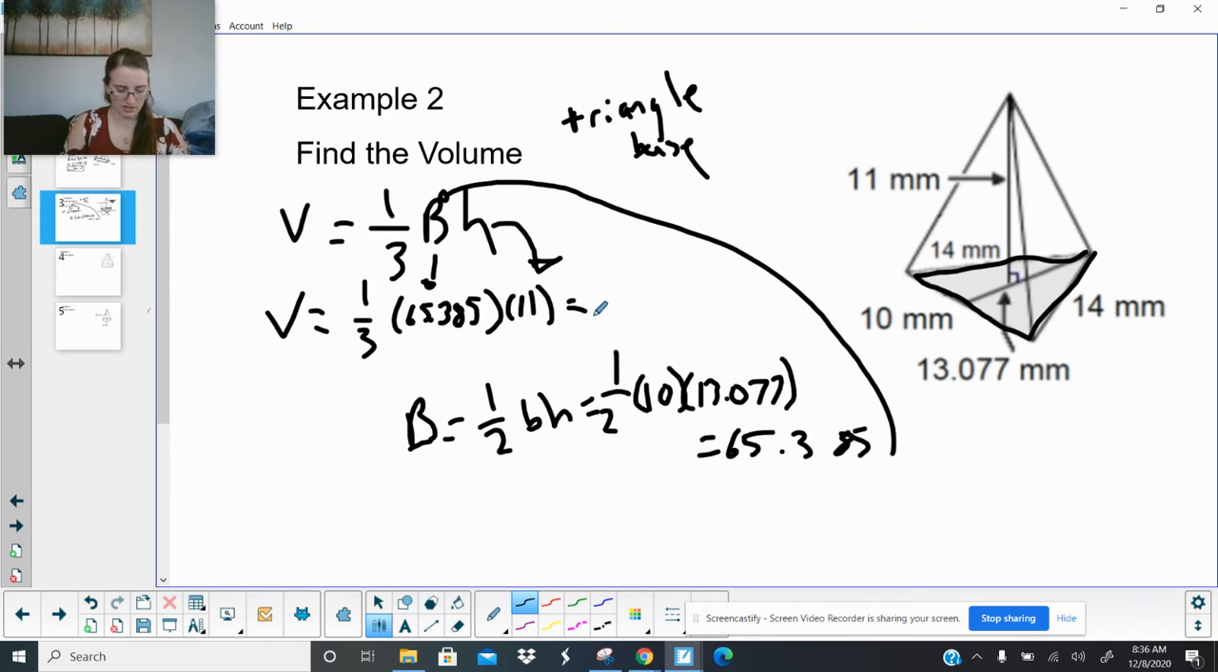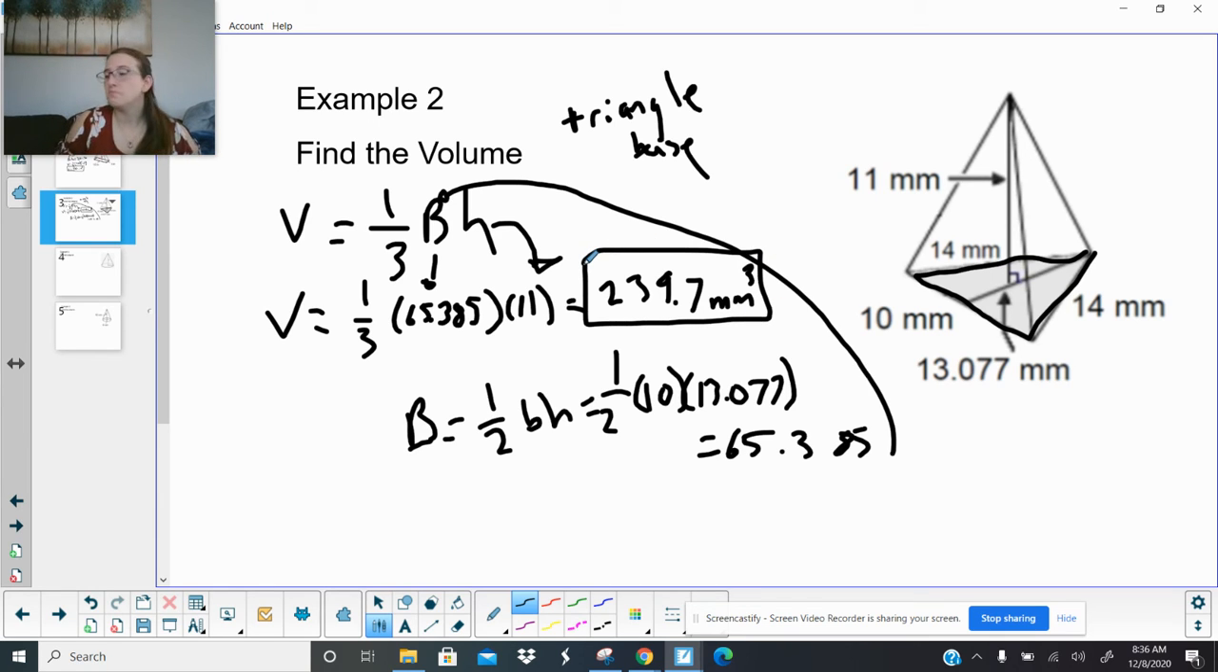And we just got to plug this all in. We got 1/3 times 65.385 times 11. Okay, so I'll go ahead and round this off. We get 239.7, let's say. And what are going to be our units? Millimeters, because they tell us, but it's going to be cubed.